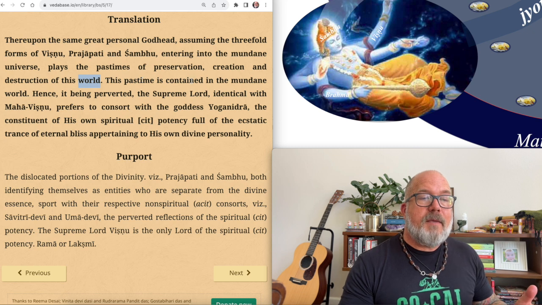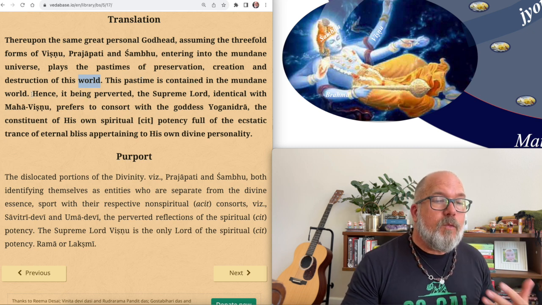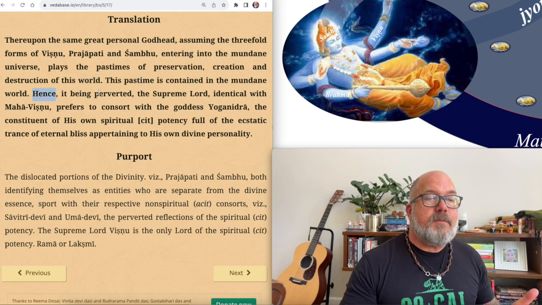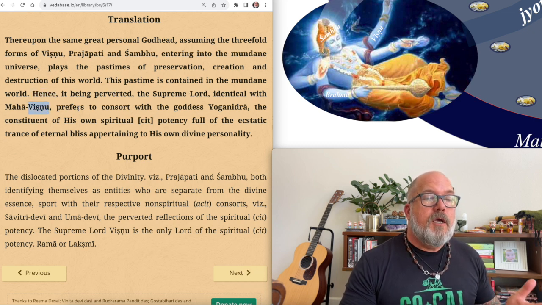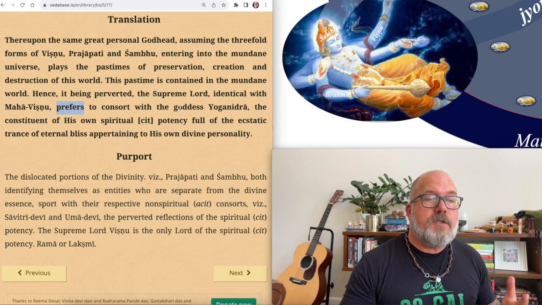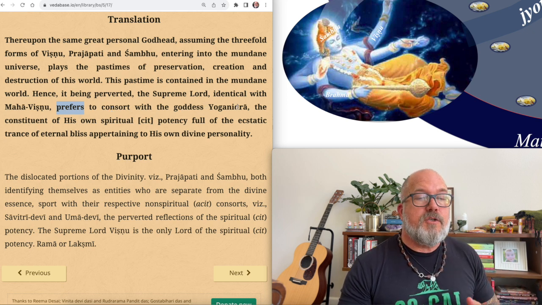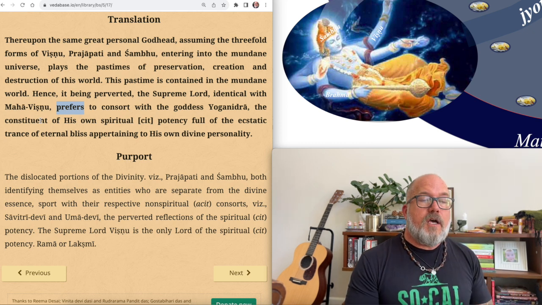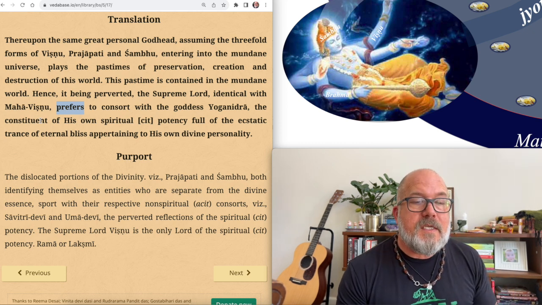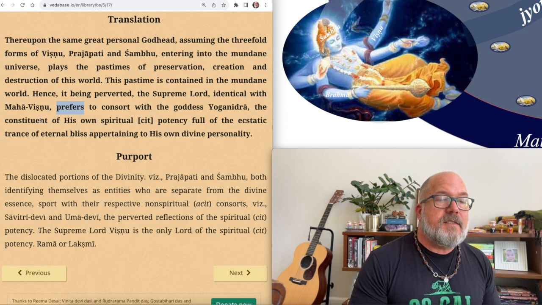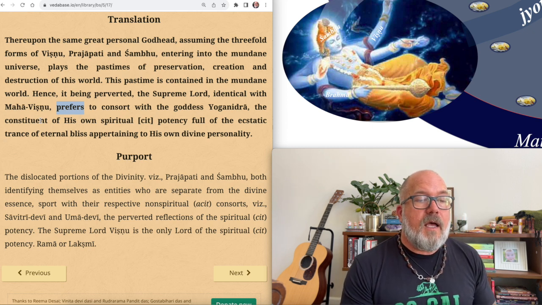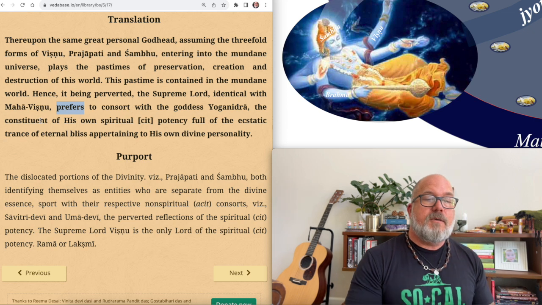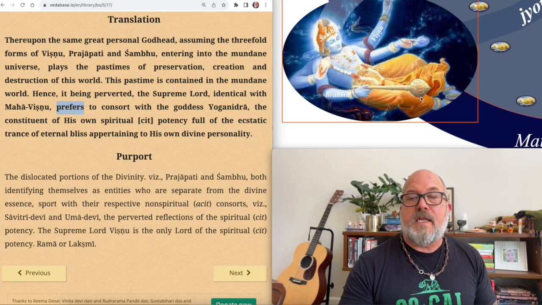This pastime is contained in the mundane world. Hence, it being perverted, the Supreme Lord, identical with Mahavishnu, prefers to consort with the goddess Yoganidra, the constituent of his own spiritual chit potency, full of ecstatic trance, of eternal bliss, appertaining to his own divine personality.